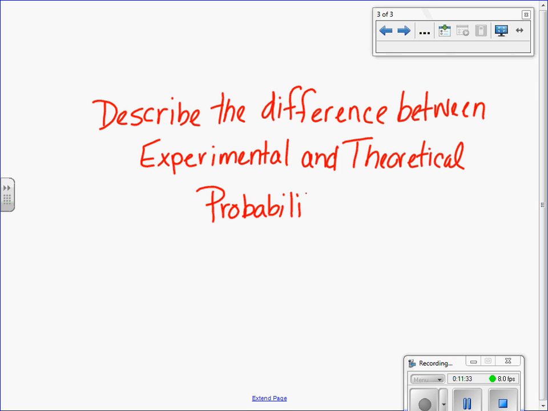Now let me make sure you understand. At this point, no answer is wrong, okay? What I want to see, though, is an answer. What do you think the difference is between experimental, that was our experiment, and theoretical, what we know should actually happen? Tell me what you think the difference is between the two.